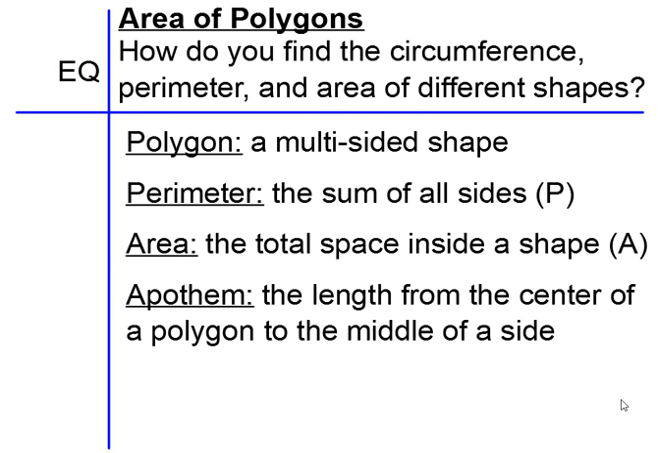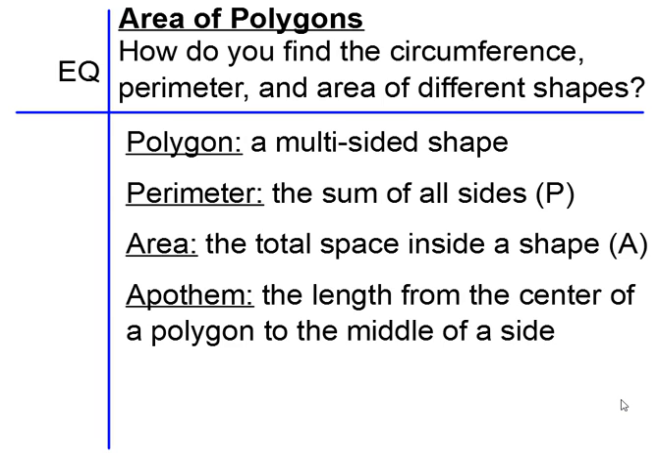Today's lesson is on the area of polygons. It's kind of going to be a review lesson over a lot of stuff you've done in the past, maybe a little new stuff, but mostly just reminders so we can move forward into our unit on volume. Our EQ today is how do you find the circumference, perimeter, and area of different shapes?